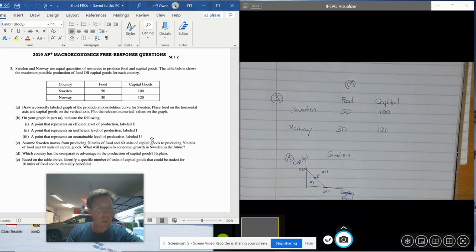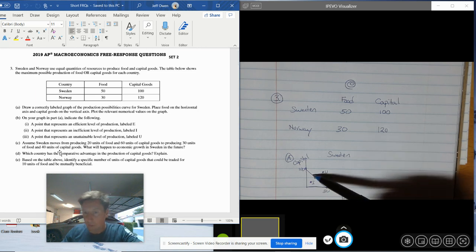Sweet. Okay. Assume Sweden moves from producing 20 units of food and 60 units of capital goods to producing 30 units of food and 40 units of capital goods. What will happen to economic growth in Sweden in the future? Okay. So originally they're making 60 units of capital goods. A capital good is a good that makes more goods. So this is a tool, it's a resource, it's something that would move your aggregate supply to the right. But if they are now producing more food, which is something that you eat and it's gone, and less capital goods, you're not going to see the same level of economic growth.